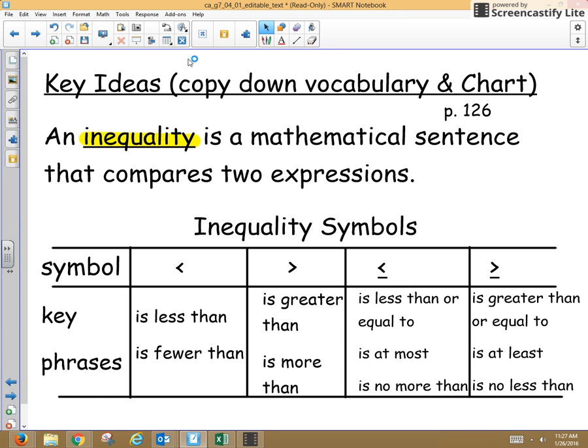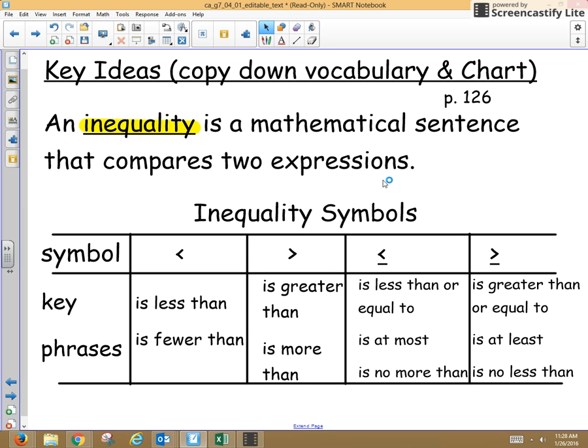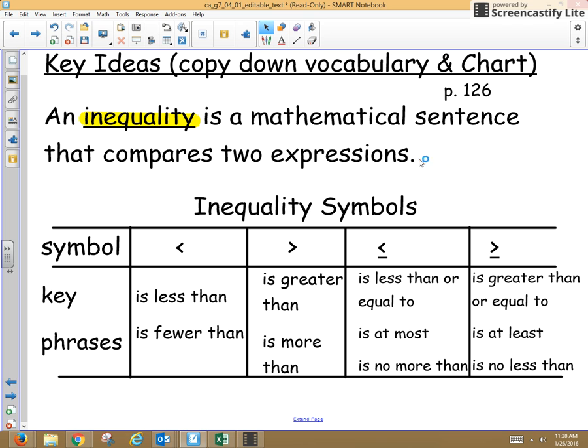Our key ideas need to be written down in your notes, so make sure you write down the vocabulary and the chart that you see here. It says an inequality is a mathematical sentence in which we compare two expressions. And when we have inequalities, there are four symbols that you will see.